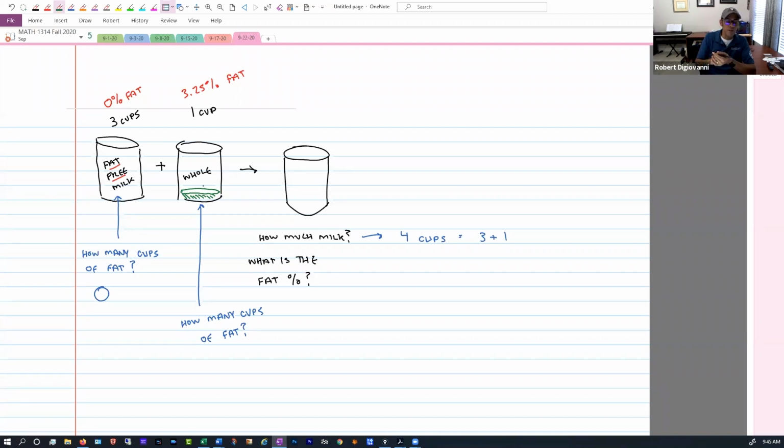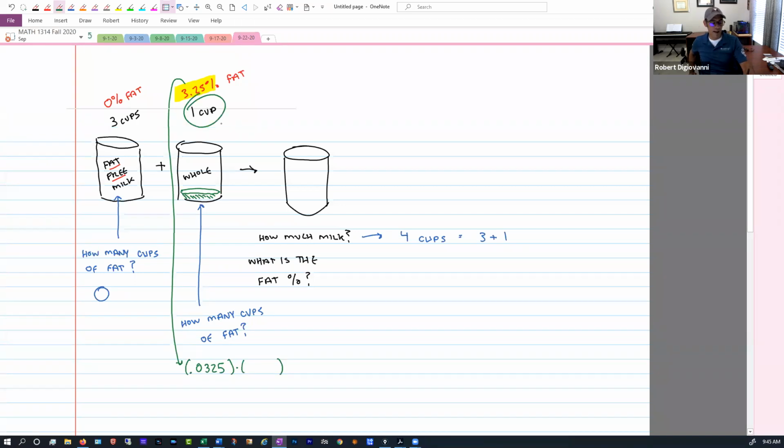What's the percentage of fat in that cup or in that container? 3.25. Okay, so to have half of it be fat, we would need 50% fat to be half. So we have a very little amount. To figure out exactly how much we have, we need to take the fat percentage, convert it to a decimal, 0.0325, and multiply it times the amount that we actually have in here, which is 1.